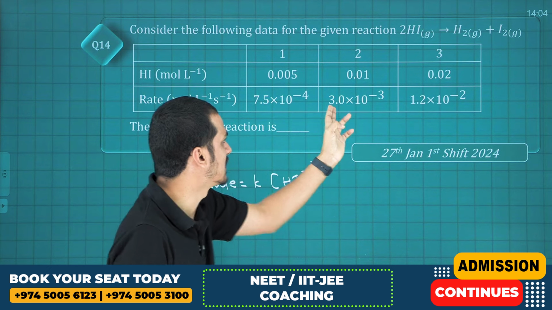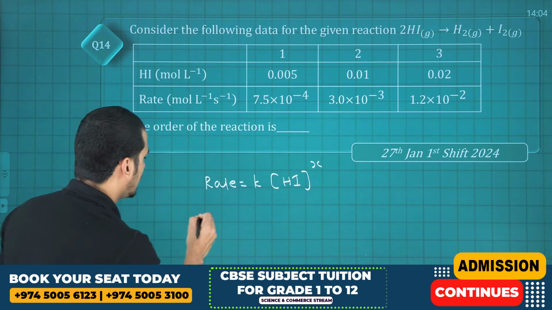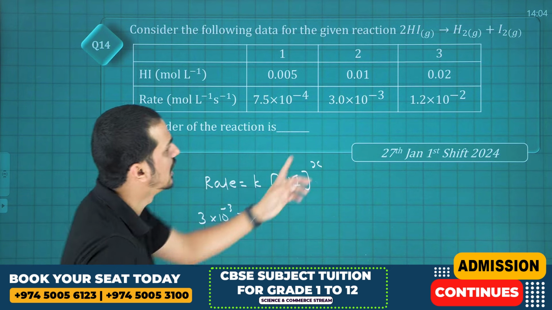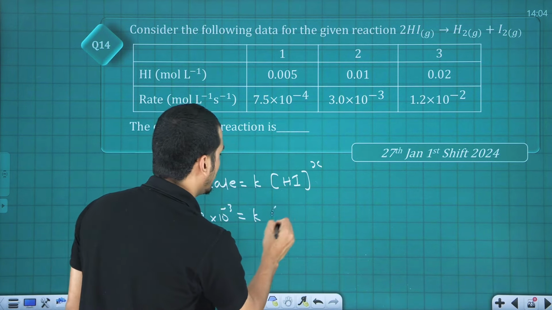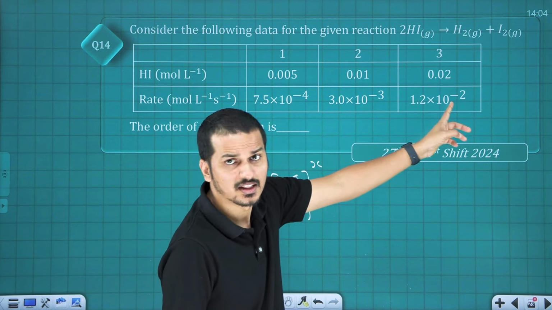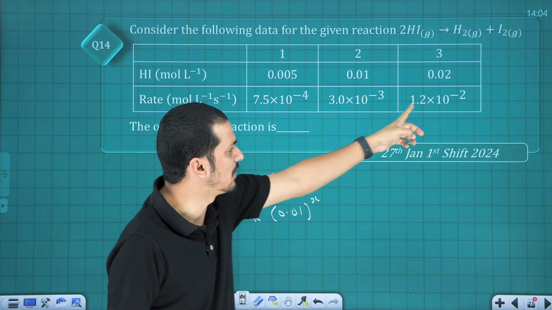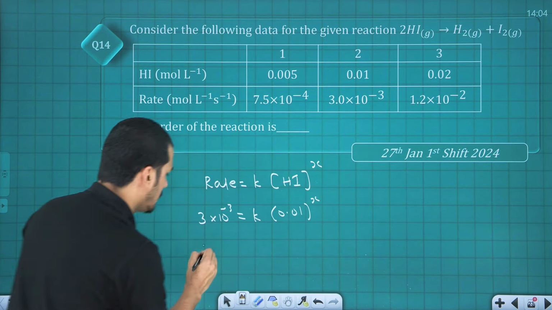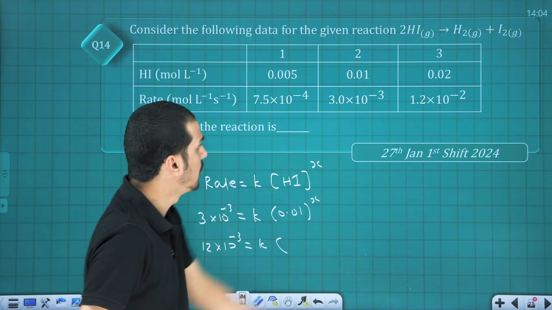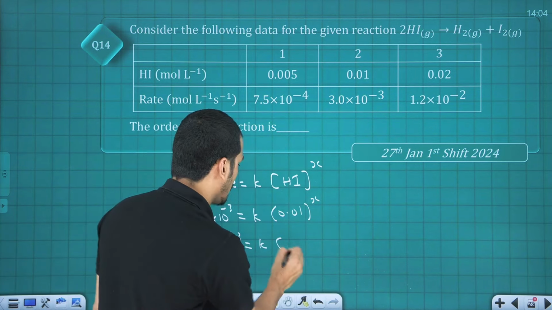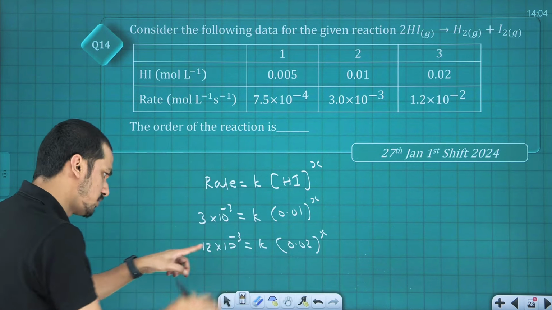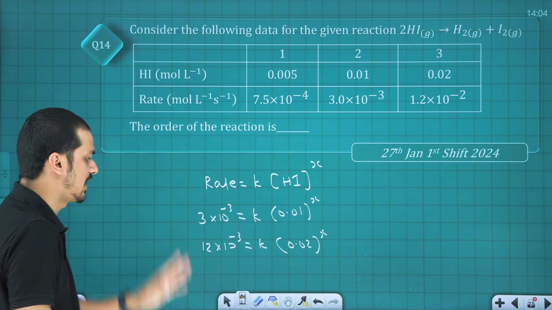Second condition is what? Rate is equal to how much? 3 into 10 raised to minus 3. That's equal to K into HI value 0.01 raised to X. And what about the third condition that I am taking? This is 1.2, I am taking 12 into 10 raised to minus 3. That's equal to K into 0.02 raised to X. I am dividing this one, the third one with the second one.